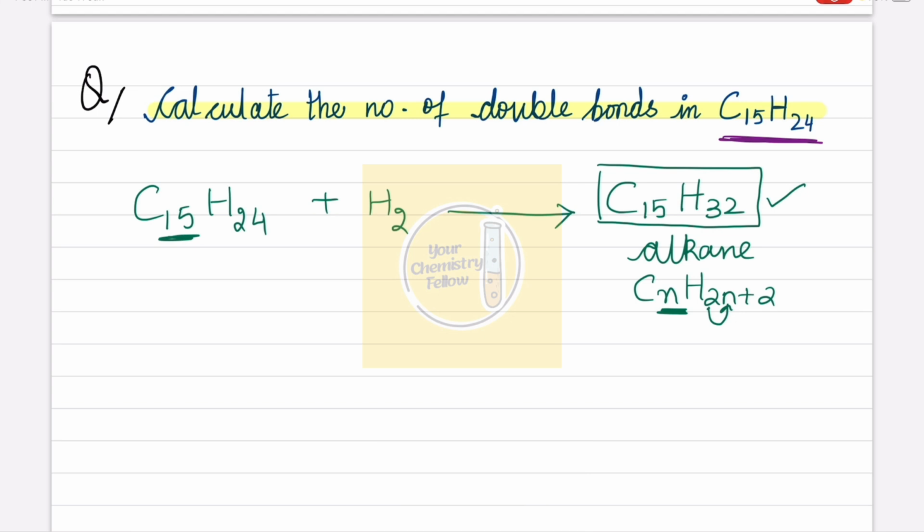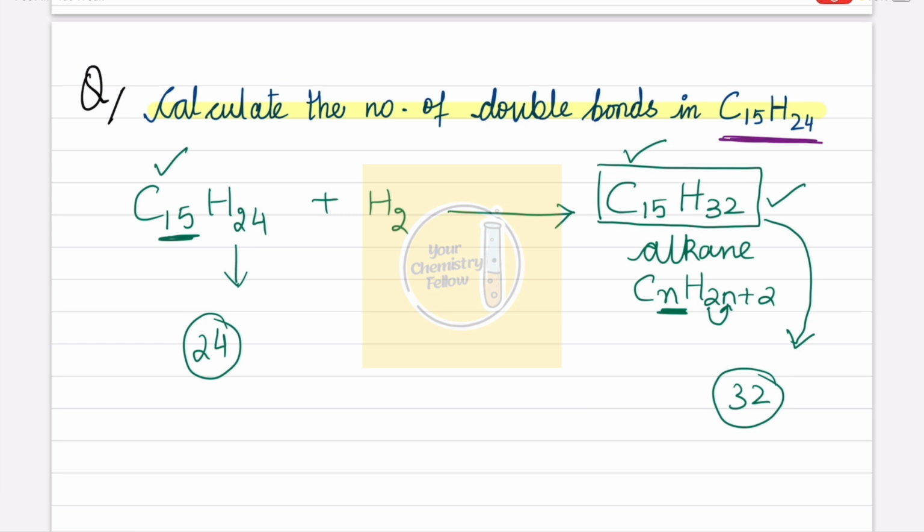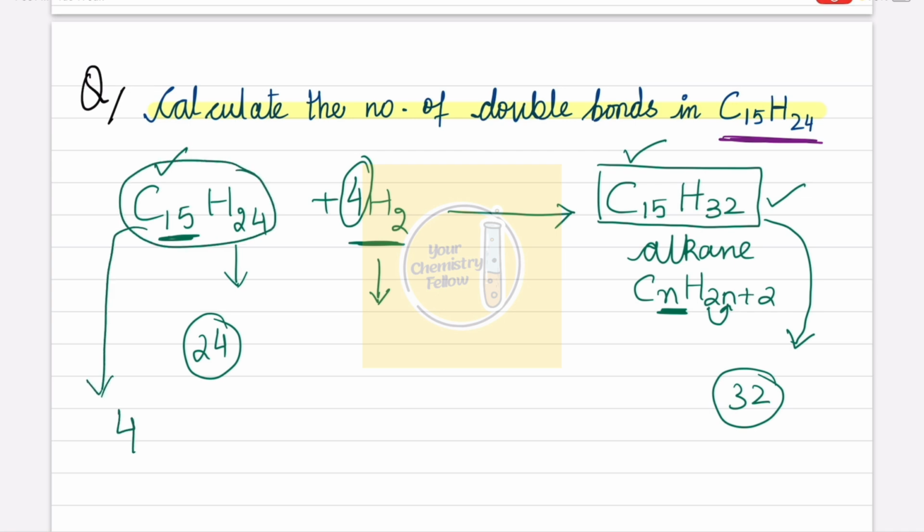Now, I will balance this equation. Carbon atoms are the same on both sides of the equation. Now, hydrogen atoms. On the product side, there are 32 hydrogen atoms, whereas in the alkene, there are only 24 hydrogen atoms. In order to balance the number of hydrogen atoms, I will put 4 as a coefficient with the hydrogen molecule on the reactant side. As one hydrogen molecule is added for each double covalent bond, this means that 4 molecules are added for the 4 double covalent bonds. So, this means that in the given alkene C15H24, 4 double covalent bonds are present. I hope you get this concept.